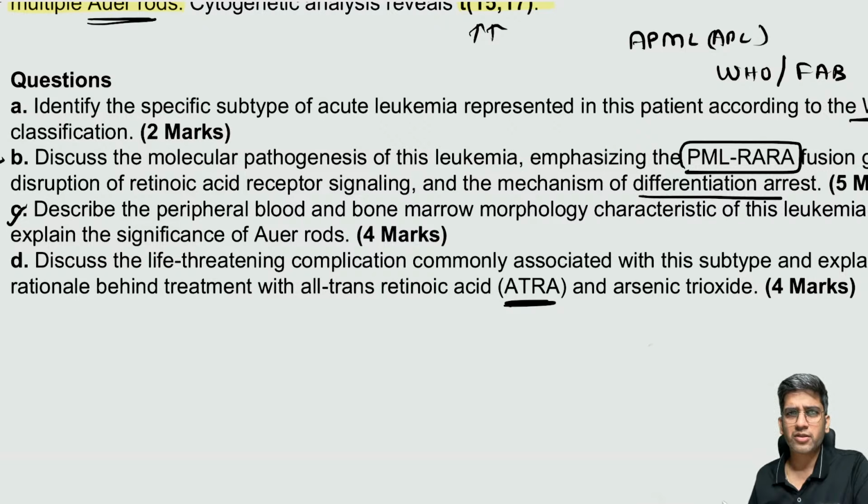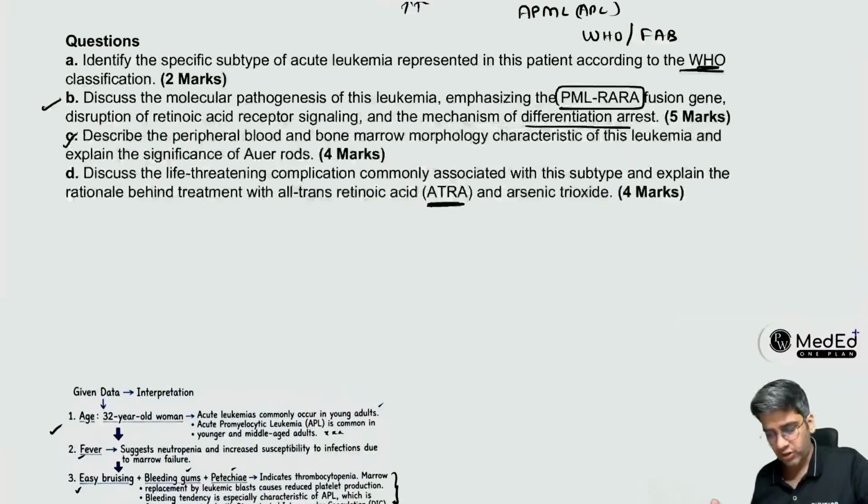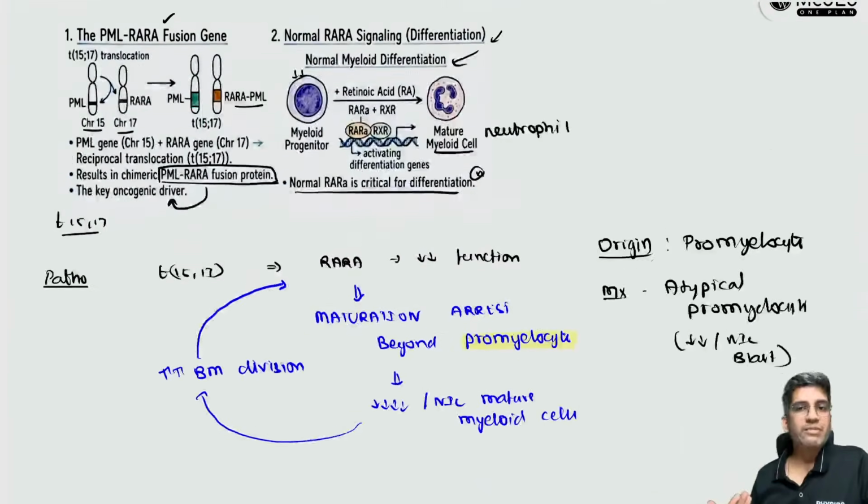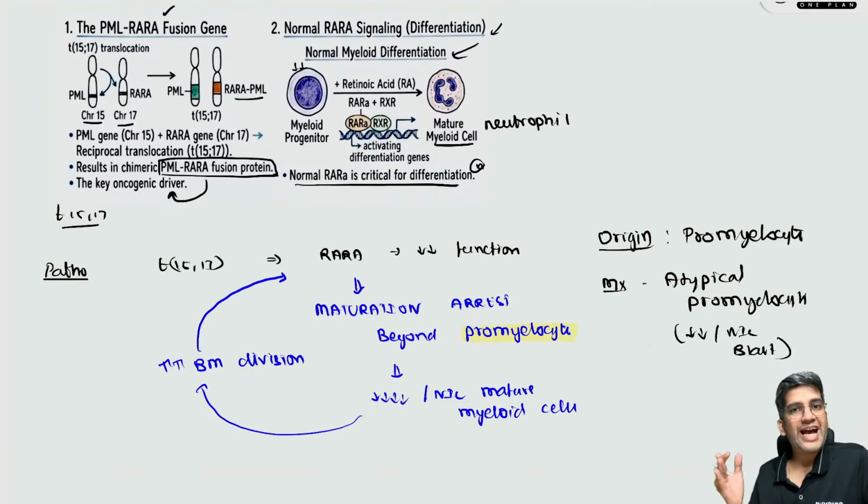Auer rods are nothing but neutrophilic granules. They are the same granules of neutrophils, in the form of rods. That's all Auer rod is. We'll talk about that soon. But what will I see in microscopy, in the peripheral smear as well as in the bone marrow? I'm going to see the same thing.